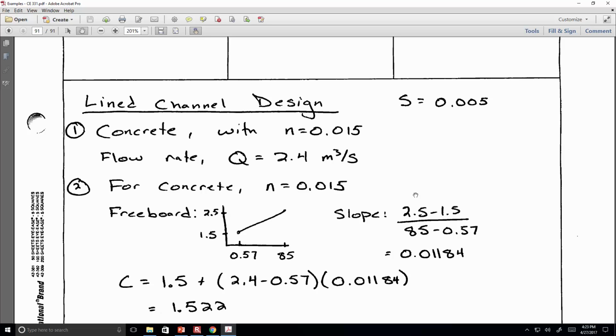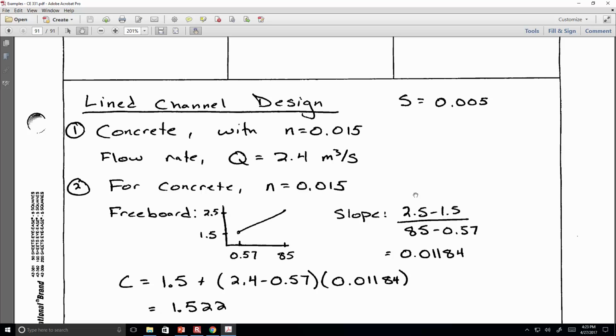All right, so calculating the C value is really just kind of a preliminary thing. Up till now we haven't done any real hydraulic calculations. We just said, well, it's concrete, so N is 0.015. We're finding the C value that we're going to use later on.